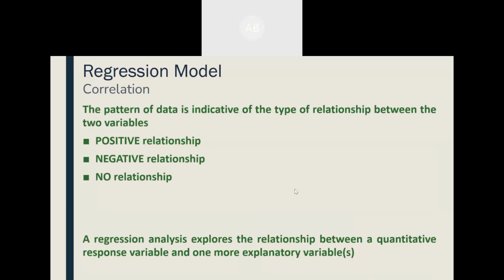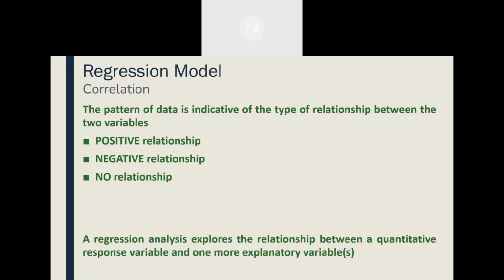Okay, so the pattern of the data is indicative of the type of relationship. Sometimes a relationship exists. For example, if you think that when a person becomes heavier, his blood pressure increases, that is a positive relationship. Or if it is the other way around, if the person becomes heavier and his blood pressure reduces, then it becomes a negative relationship. Or if there is no relationship at all between the person's weight and blood pressure, that is also something you can find from a correlation analysis.